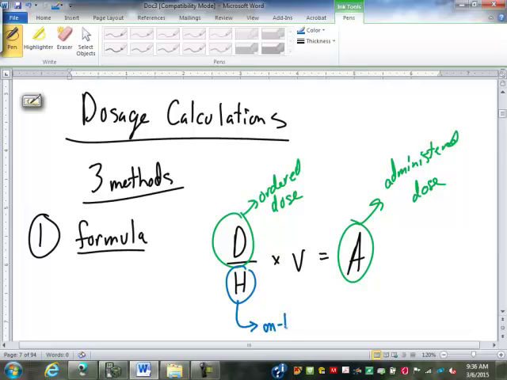H is what is referred to as the on-hand dose. What does that mean? Well, what that means is, let's say the ordered dose is 800 milligrams of medication. Let's say it's Tylenol or whatever. And you have 200 milligram tablets. The on-hand dose is the 200 milligrams. That's how big the tablets are.